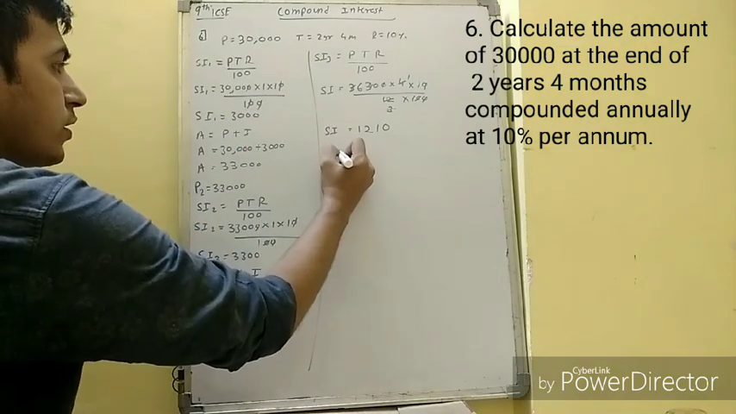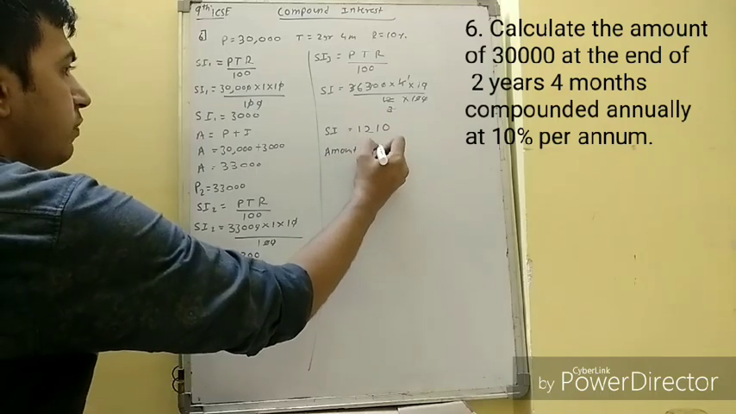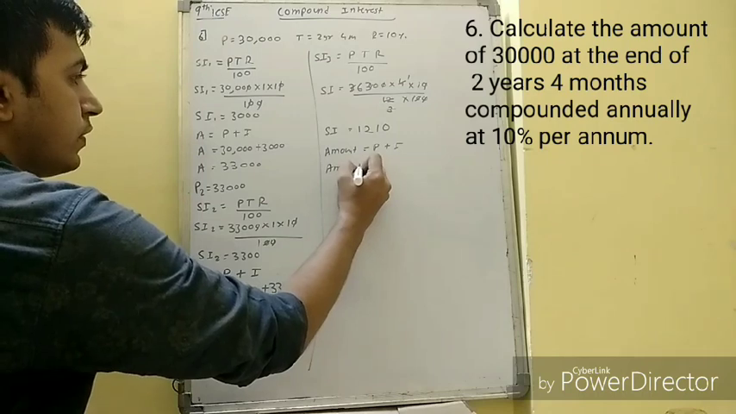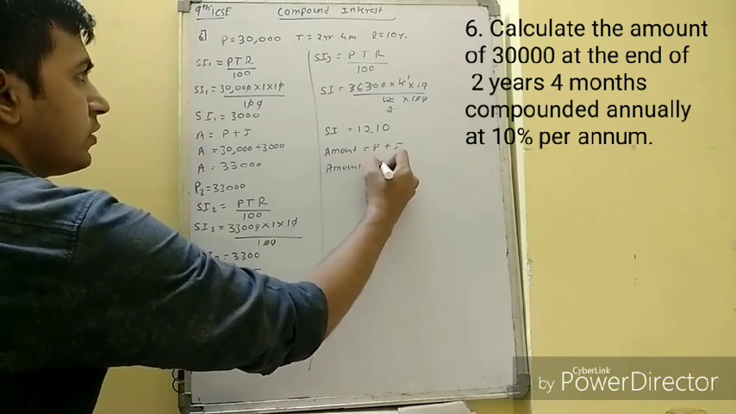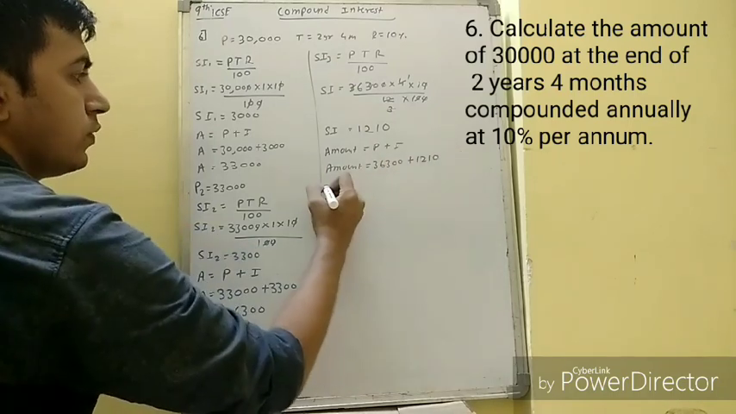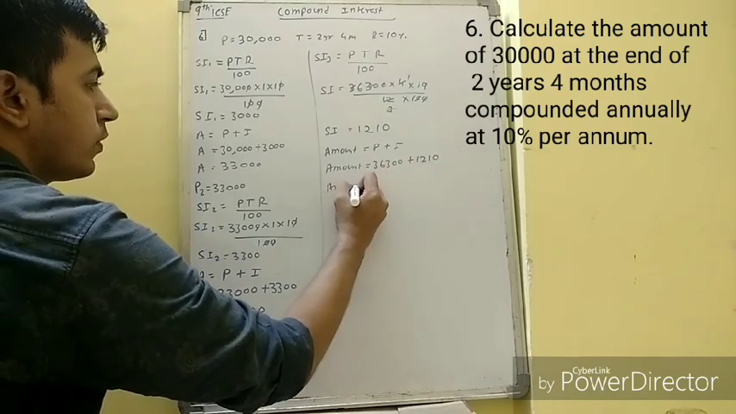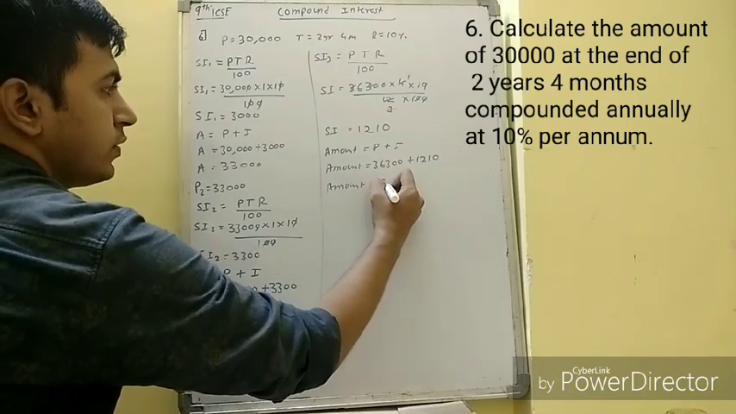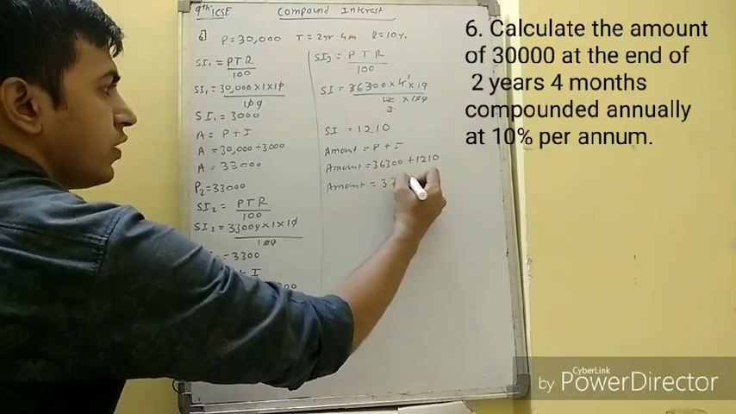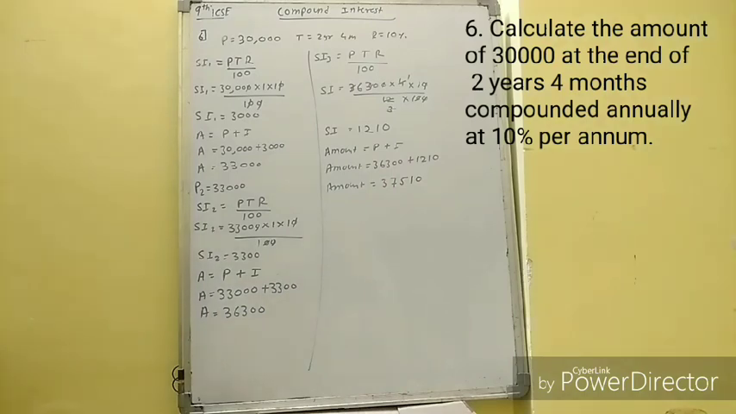Therefore the amount will be principal plus interest. So the amount is 36,300 plus 1210. So the amount will be 37,510. That is the amount at the end of 2 years and 4 months.